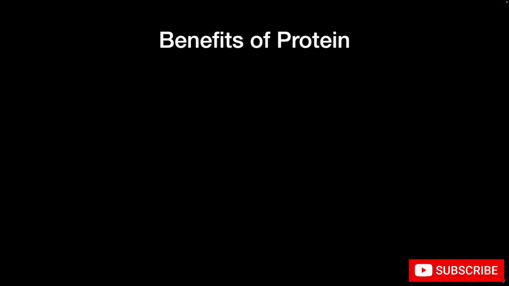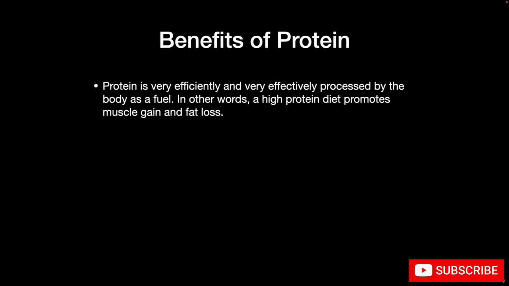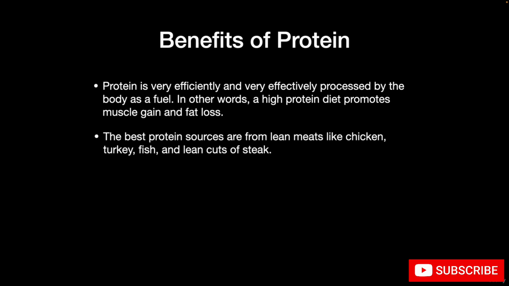First, the benefits of protein. Protein is very efficiently and very effectively processed by the body as a fuel. In other words, a high protein diet promotes muscle gain and fat loss. The best protein sources are from lean meats like chicken, turkey, fish, and lean cuts of steak.